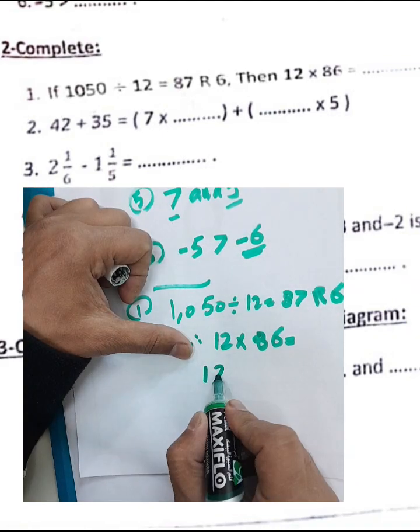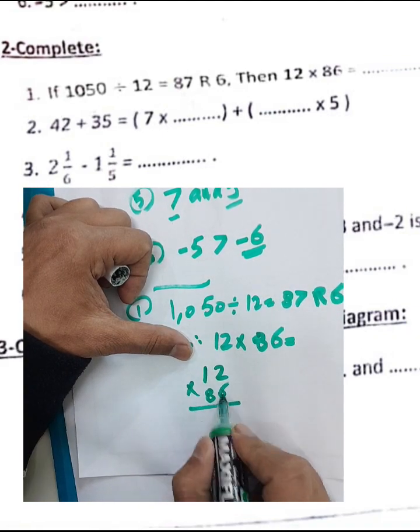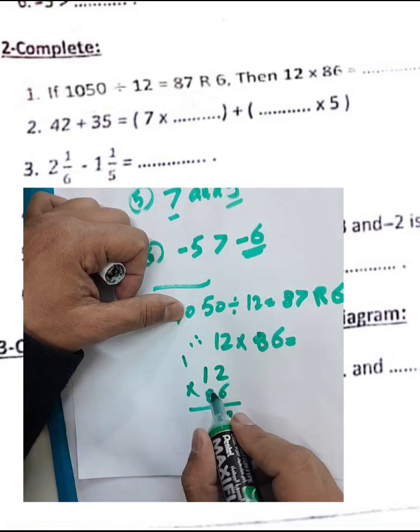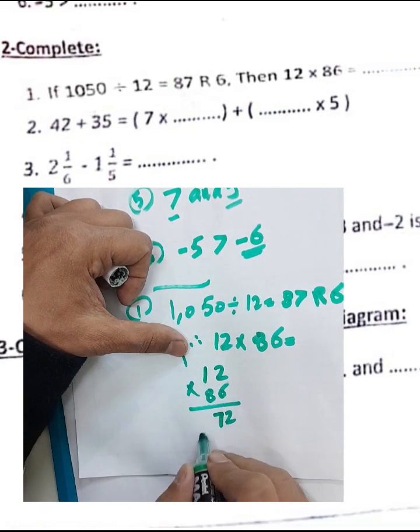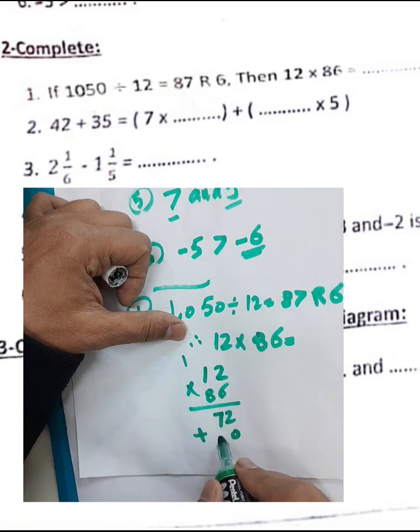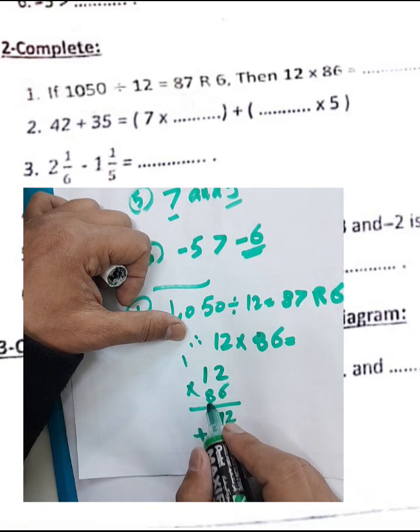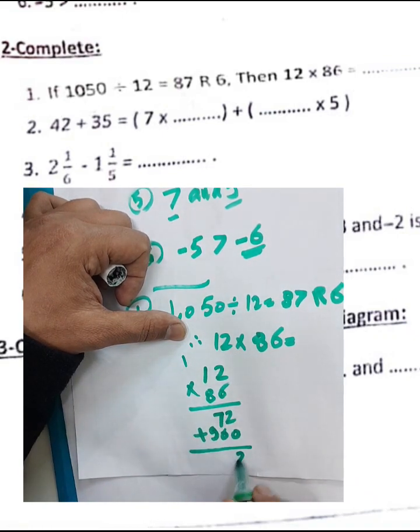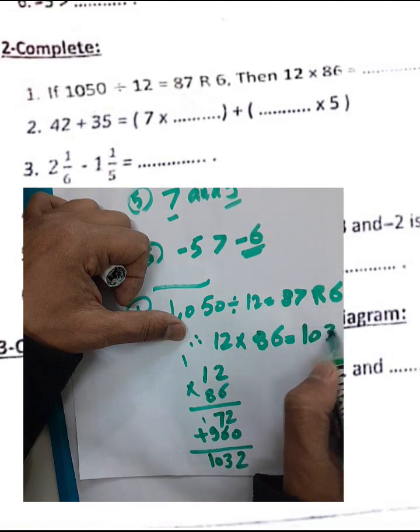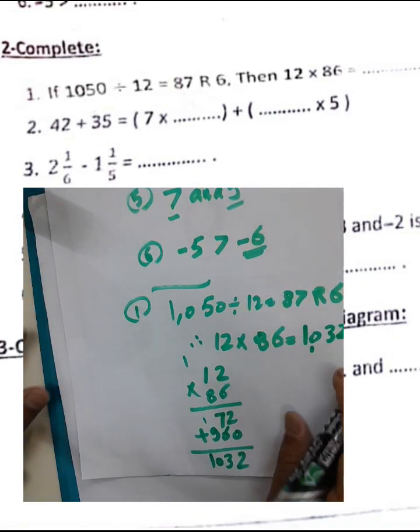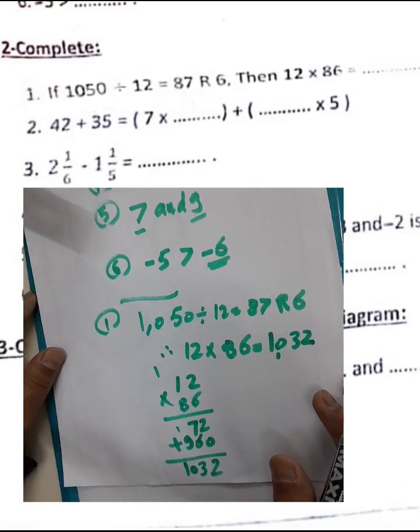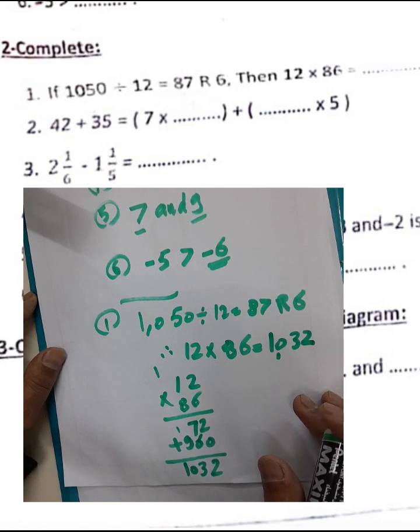Write 12 times 86. 6 times 2 equals 12, write 2 and carry 1. 1 times 6 equals 6 plus 1 equals 7, and 0. 2 times 8 equals 16, write 6 and carry 1. 1 times 8 equals 8 plus 1 equals 9. 7 plus 6 equals 13, write 3 and carry 1. 9 plus 1 equals 10. The result will be 1032. Understood? It's the multiplication between 12 and 86. 1032.